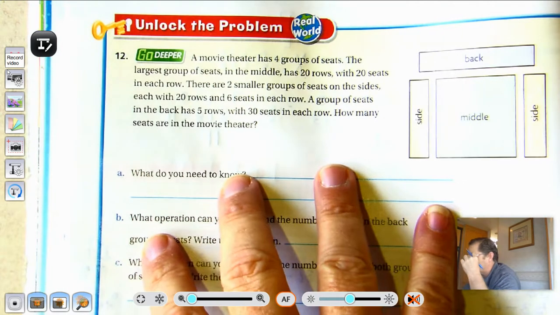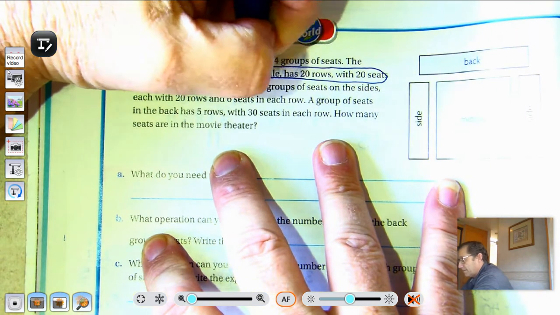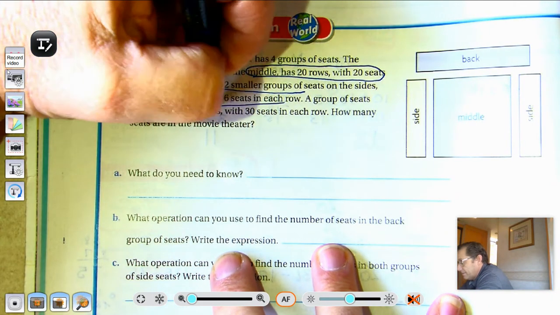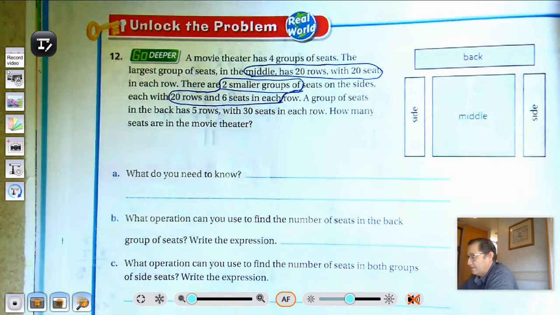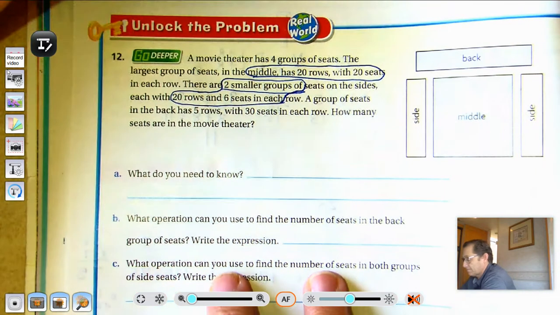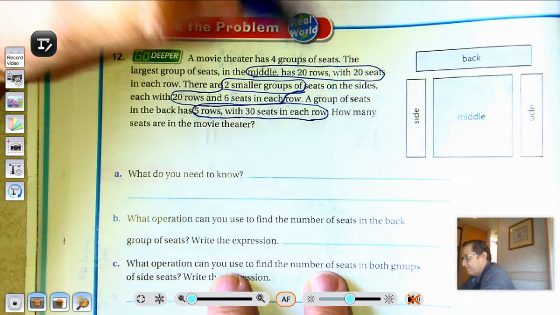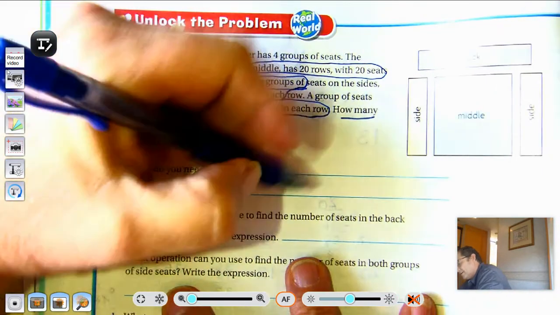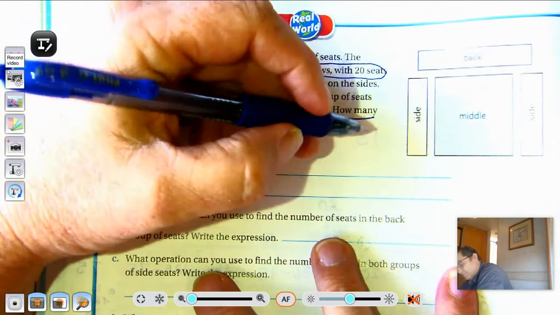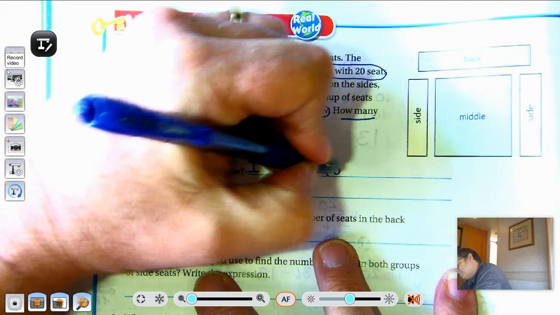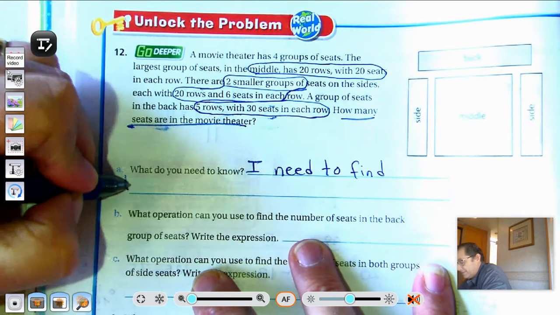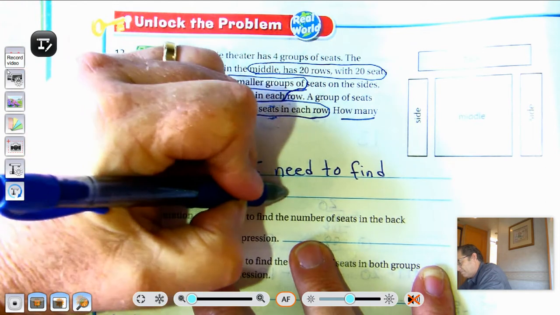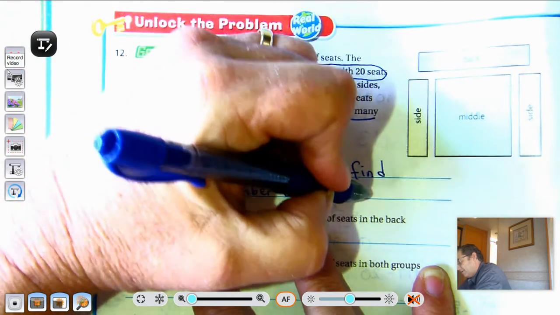Okay, so we have a middle section of 20 by 20. We have 2 smaller groups of 20 by 6. And we have a back row of 5 by 30. How many seats are in the movie theater? Well, what do I need to find? I need to find the total number of seats in the movie theater.